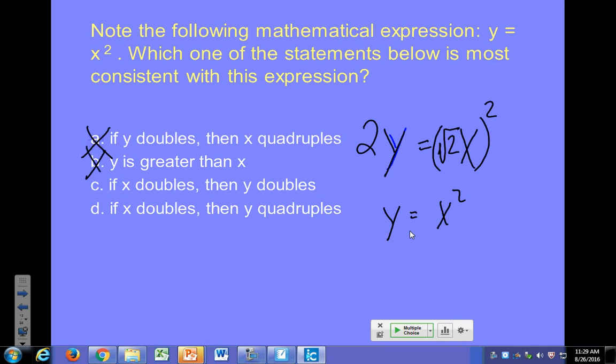C is a linear relationship. If x doubles, y isn't going to double. In fact, D is the right answer. If x doubles, that means if I put a factor of 2 here, because it's squared, I get a factor of 4 over here. So D is the right answer. You're going to see a bunch of these this semester. In a lot of our clicker questions, you'll see these types of questions.